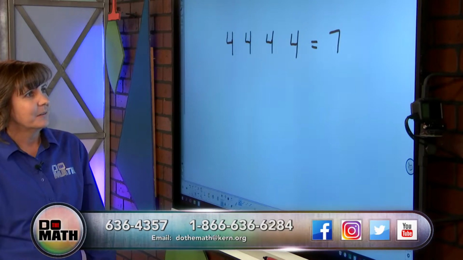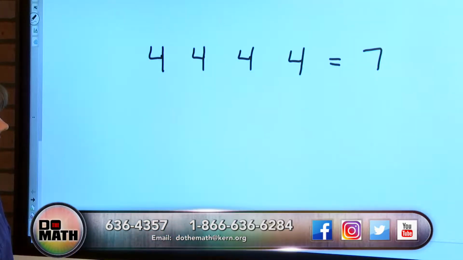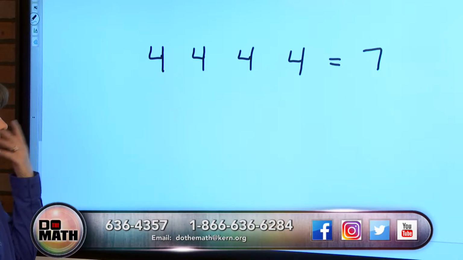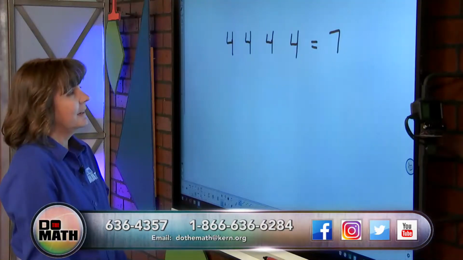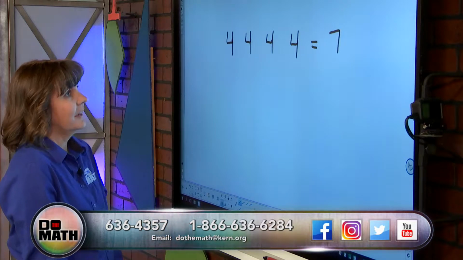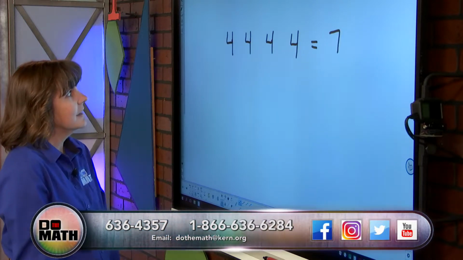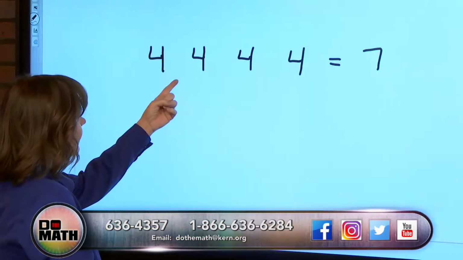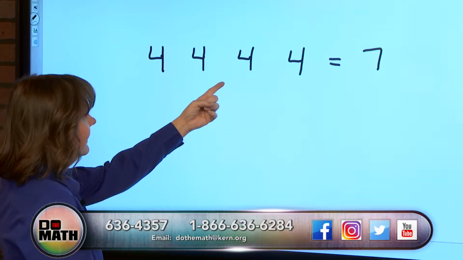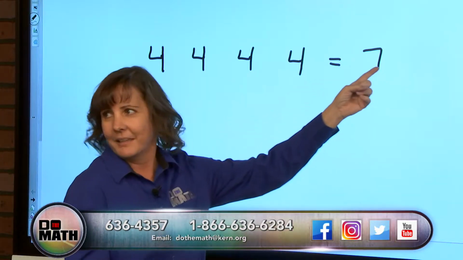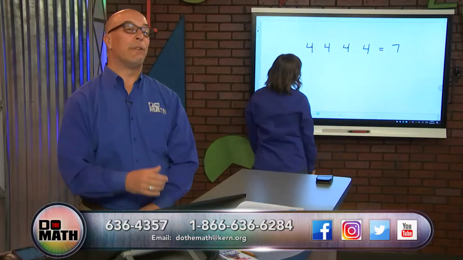Okay, so if I want to make it equal 7, I'm going to start with just basic operations to see if I can make it equal 7 with basic things. So if I add, I get 8, and then if I add again, I get 12, and then if I subtract, I get 8. Oh, I should have made it be 8. It would have been easier. Well, then you would have had to do another one.